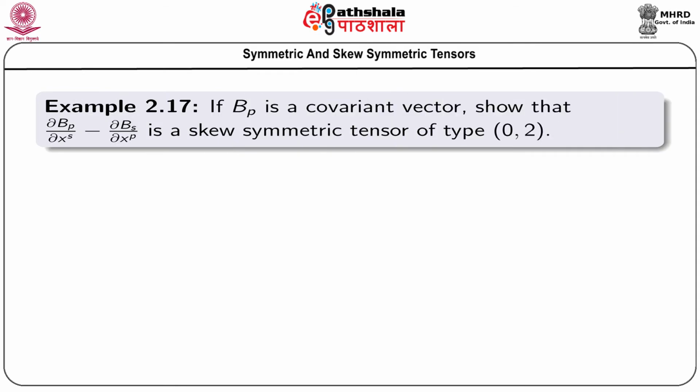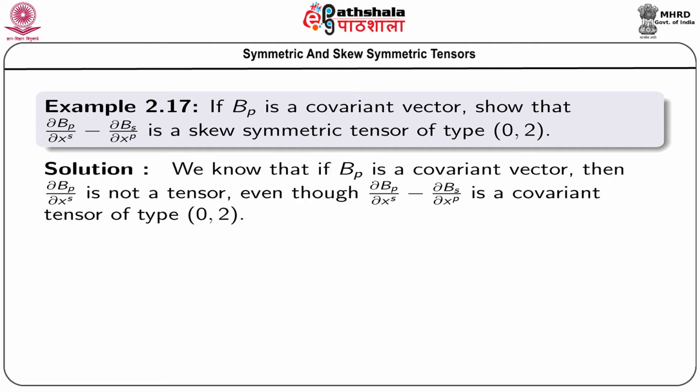Now, let us see another example: if B_p is a covariant vector, then del B_p / del x_s minus del B_s / del x_p is a skew symmetric tensor of type 0 2. So, the partial derivatives of the components of a covariant vector, if we take the change of the indices, give you the skew symmetric tensor of type 0 2. Now, let us see the solution of this example.